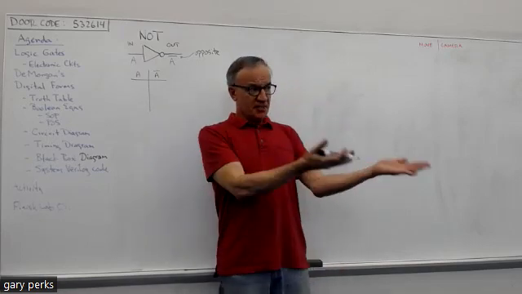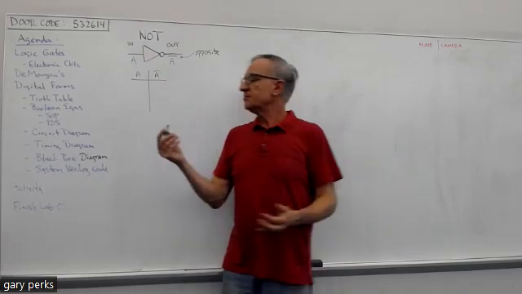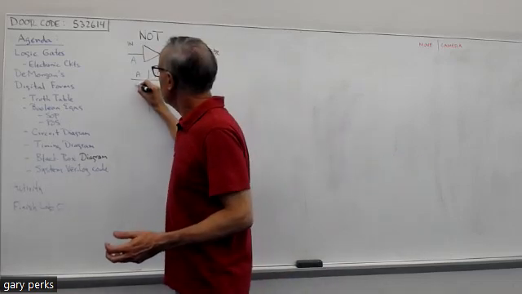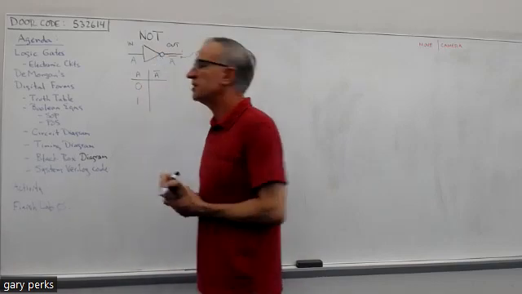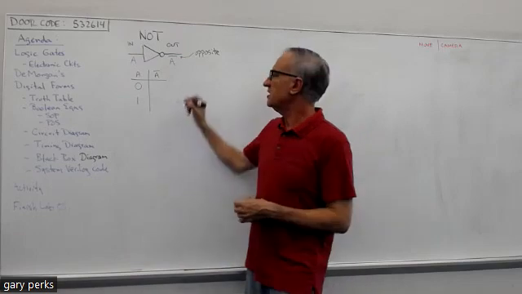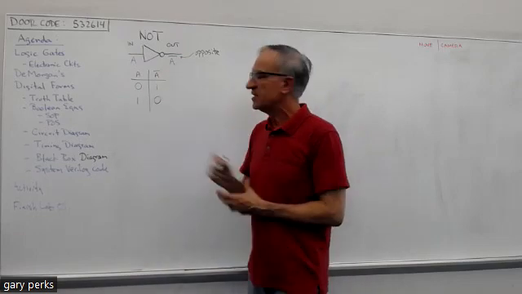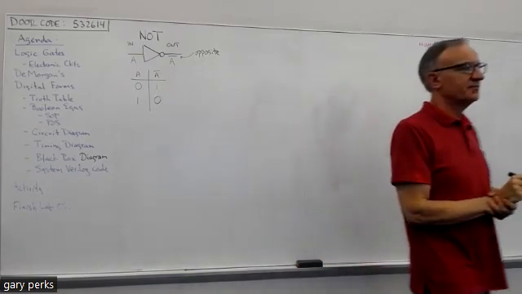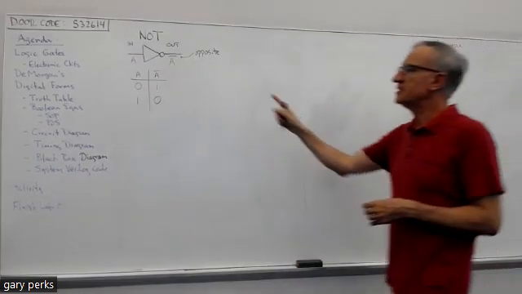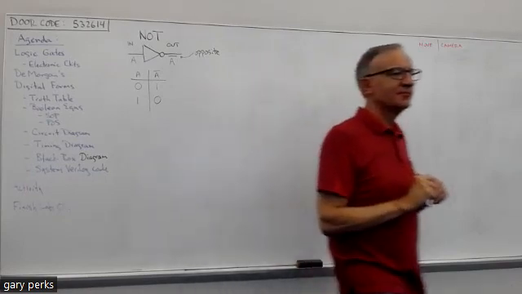And because the values of these inputs and outputs can only be either a 0 or a 1, I only have two possible inputs. And if I have a 0 at the input of a NOT gate, I'm going to get a 1 out. And if I have a 1 at the input of a NOT gate, I'm going to get a 0 out. And remember, we call these zeros and ones bits.